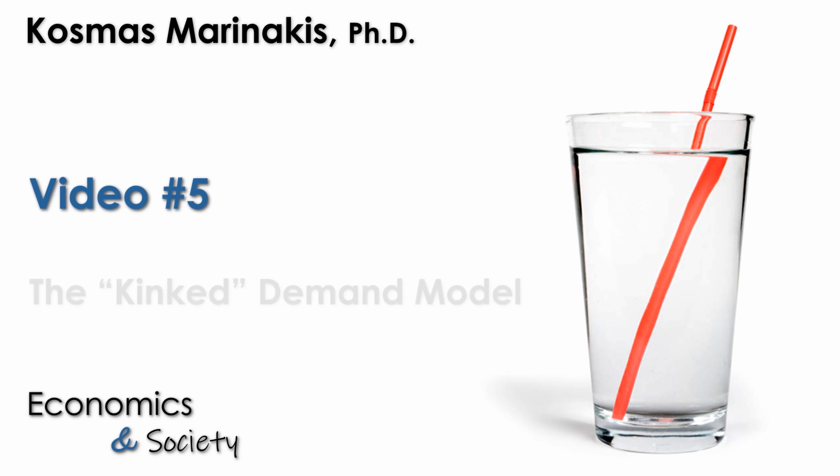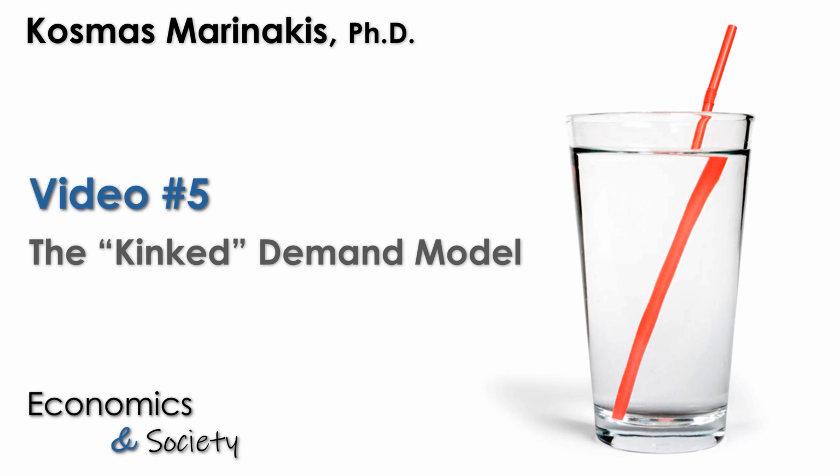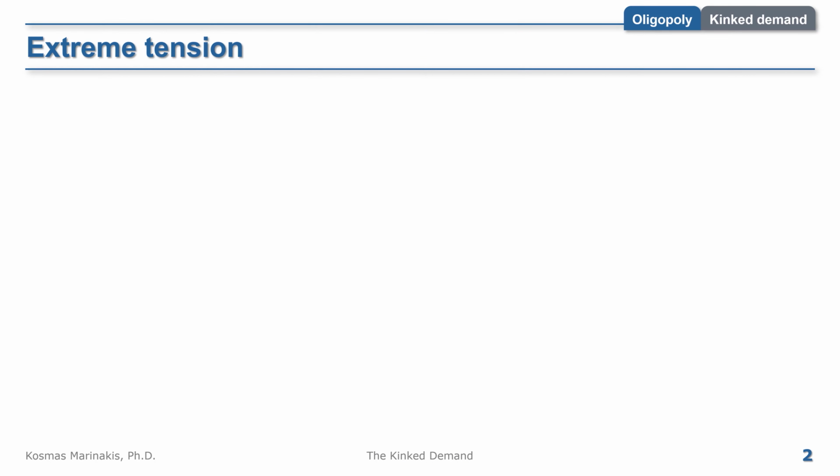Good afternoon. In this video we'll go over an interesting and very useful model that describes some oligopolistic markets quite realistically. It is called the Kinked demand model because the demand curve looks like a bended curve. Soon you will know why. This model makes sense in situations where the environment is particularly tense.